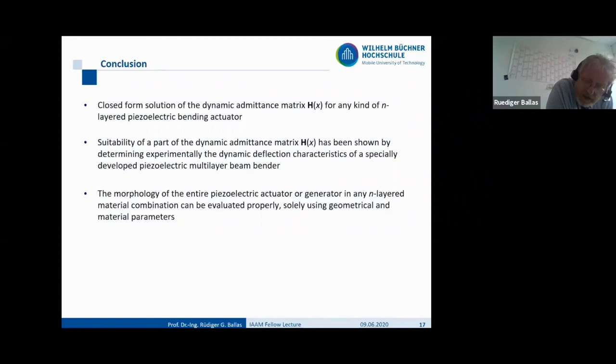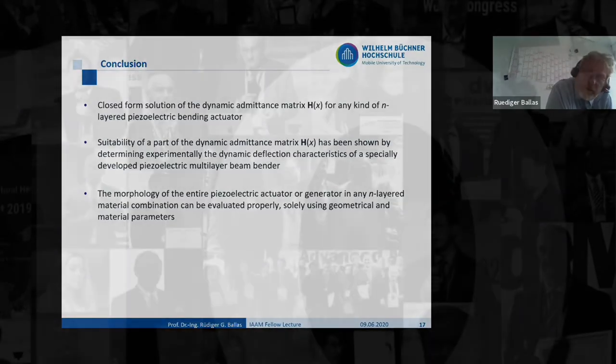And at the end, before I show you the last sheet, we used these models for different kinds of piezoelectric actuator design, and it's working very well.